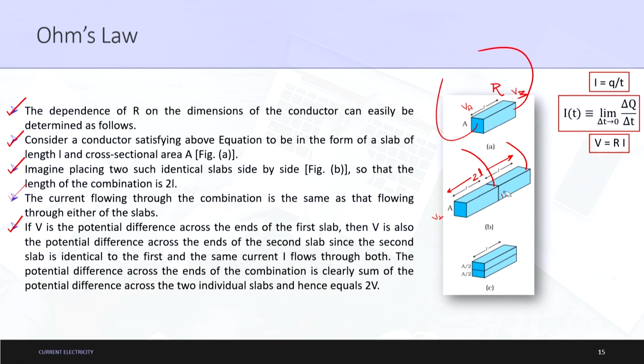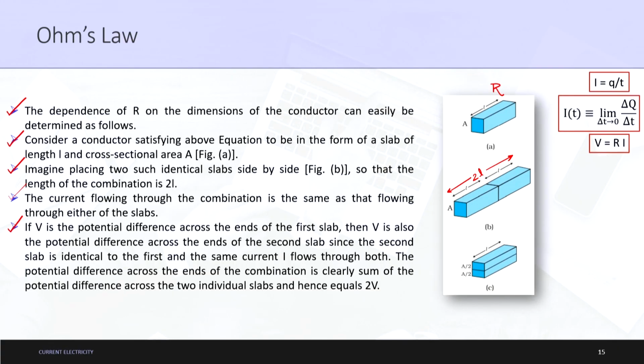Okay. Next, if V is the potential difference across the ends of the first slab, then V is also the potential difference across the ends of the second slab, since the second slab is identical to the first and the same current I flows through both. Because we are assuming that the dimensions are the same, if the current I is passing through it with a potential difference of V, then in this combination also, for the first slab the potential difference will be V, and for the second slab also the potential difference will be V. The potential difference across the ends of the combination is clearly the sum of the potential differences across the two individual slabs.